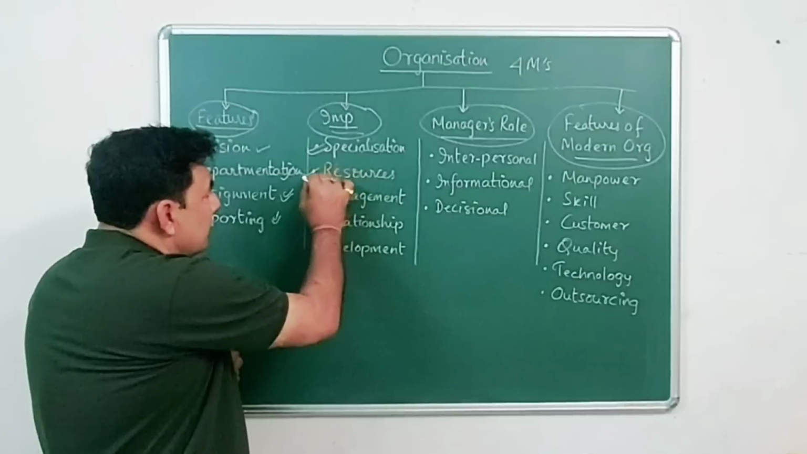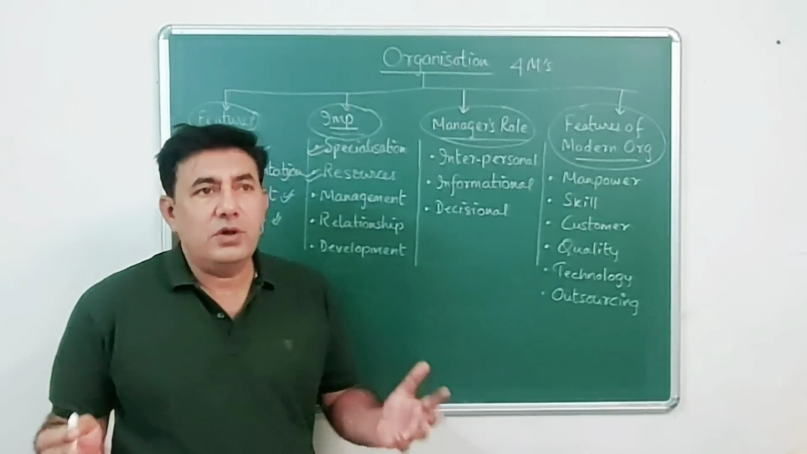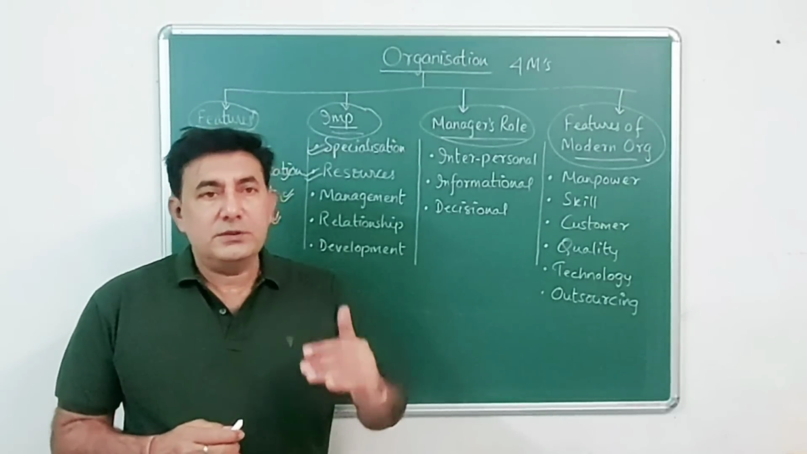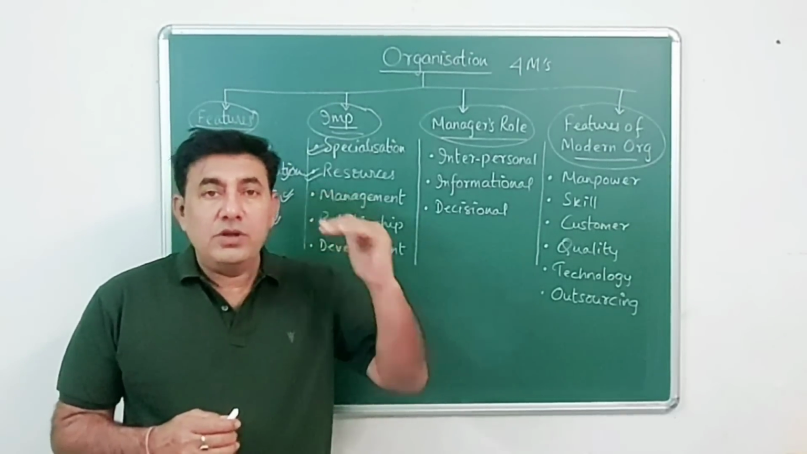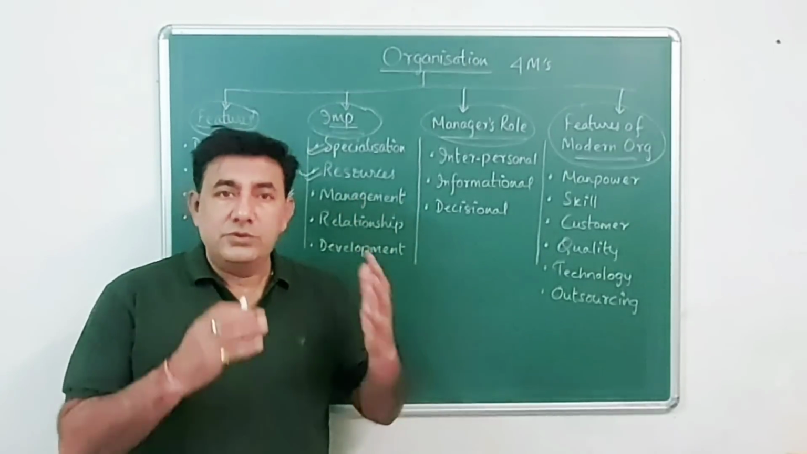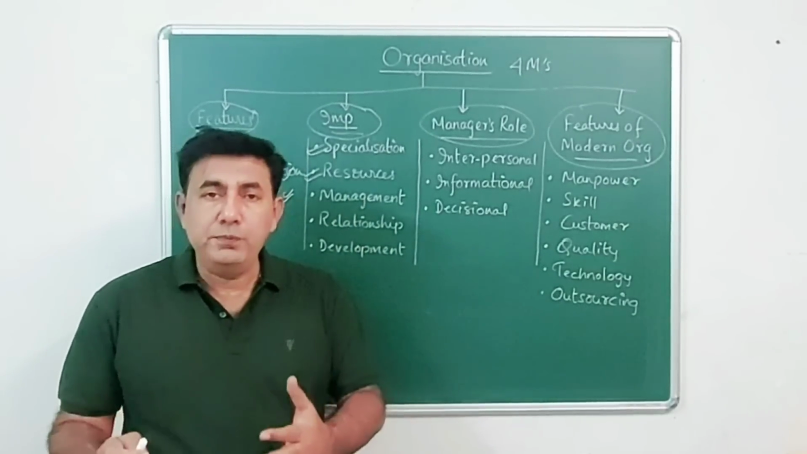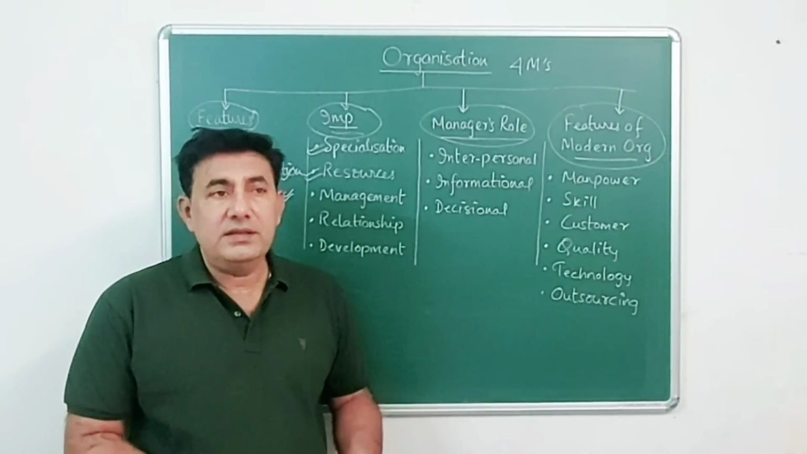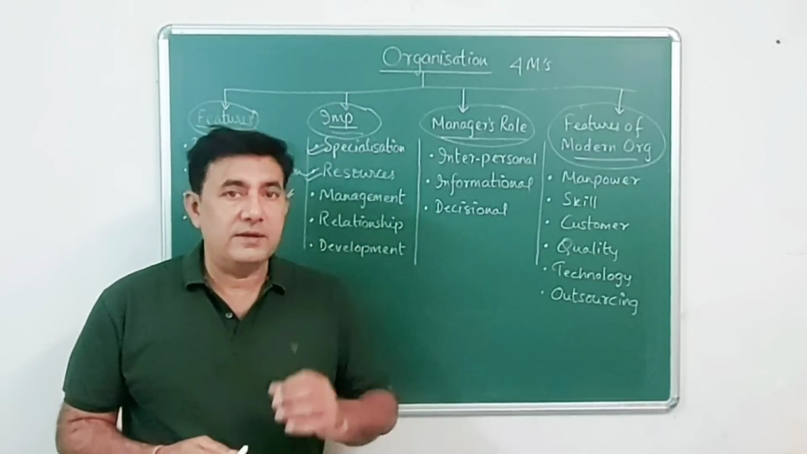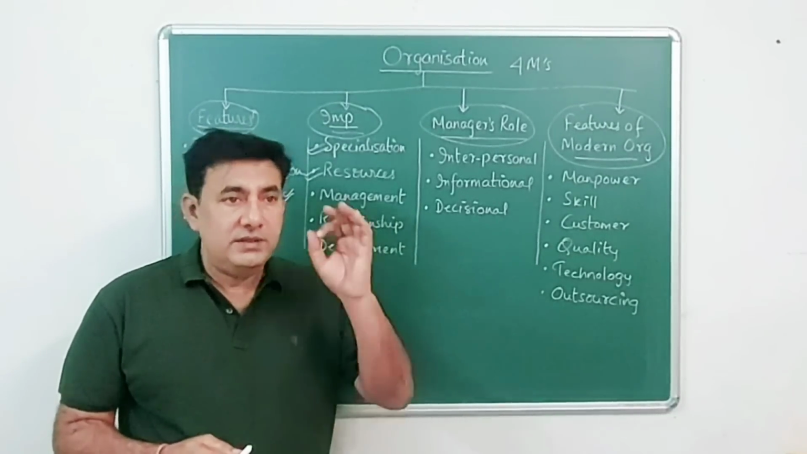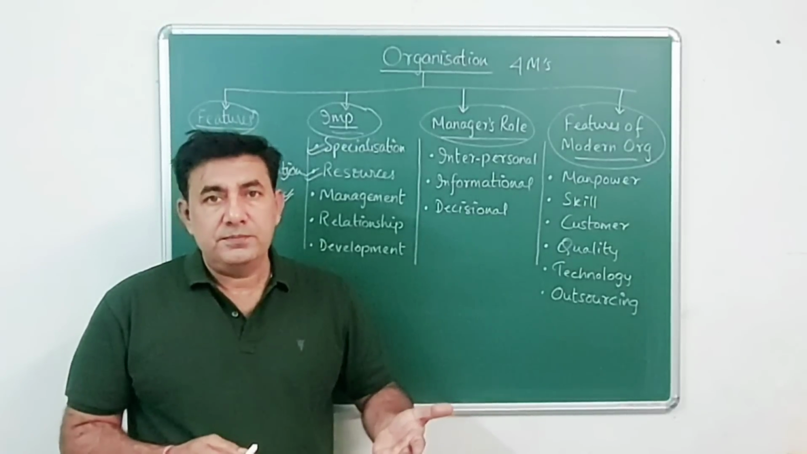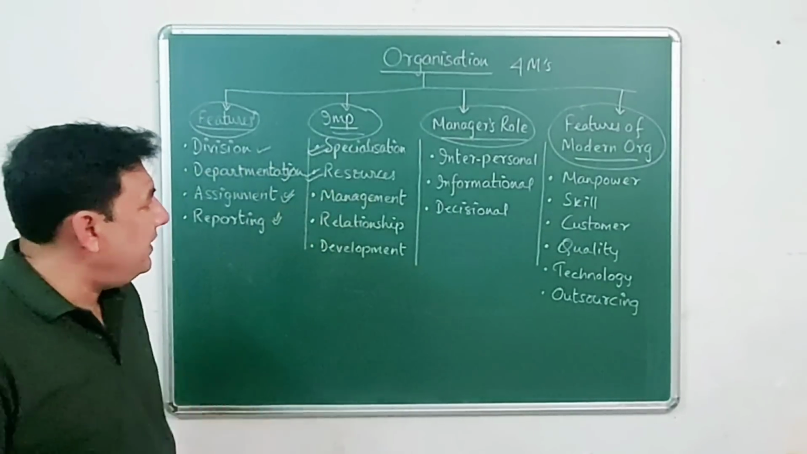Then comes resources. Resources are limited, scarce, we know that, and these resources must be put to the optimum use. Like, man, जो labor है, that is a resource, equipment is a resource, raw material is a resource, land, building, everything is a resource, but they are limited. So an organization shows the way how to use the resources, right? So this is very important.